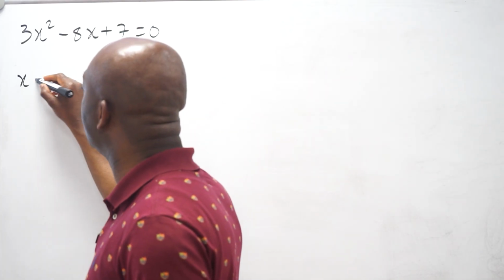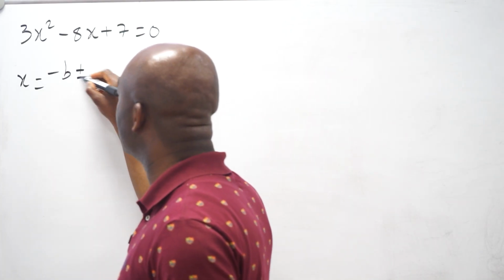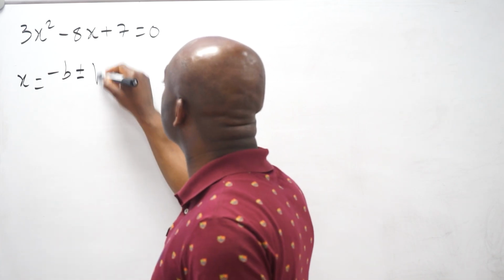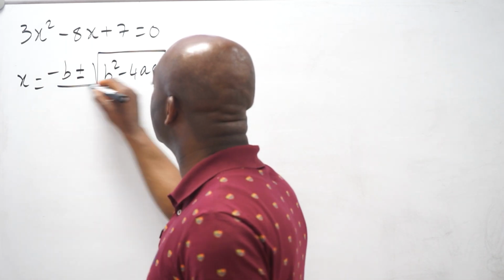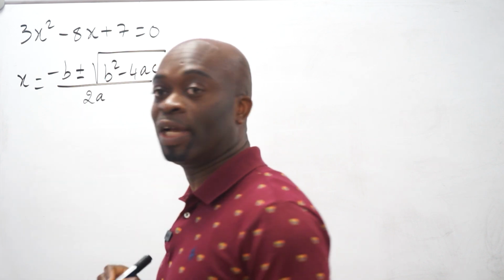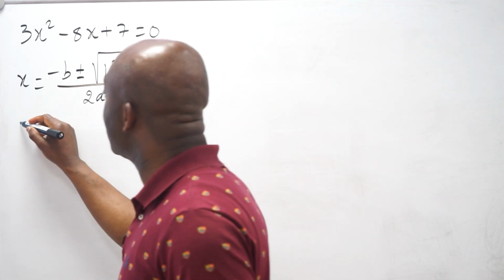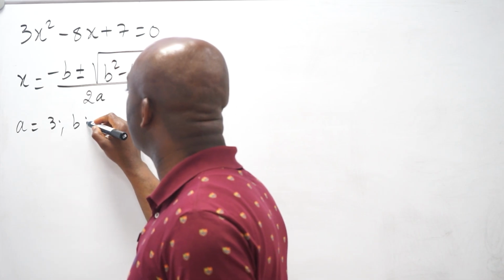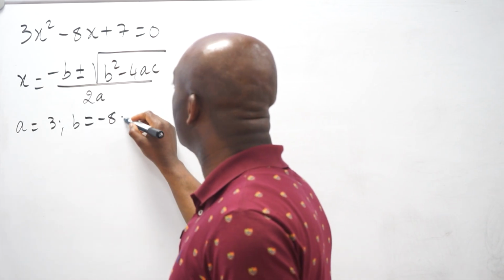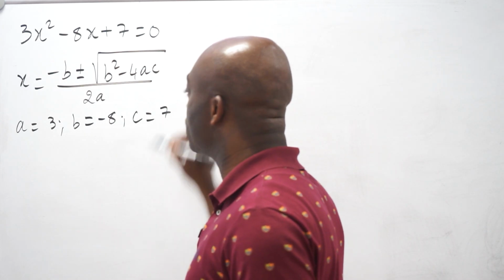We know the formula. x equals what? Negative b plus or minus the square root of b squared minus 4ac, divided by 2a. All right? So what is a? a equals 3. What is b? b equals negative 8. What is c? c equals 7.